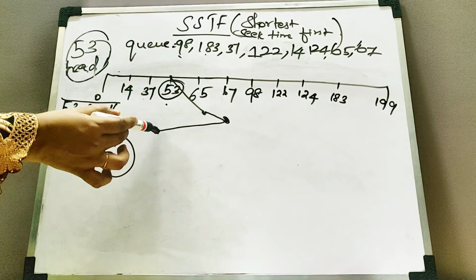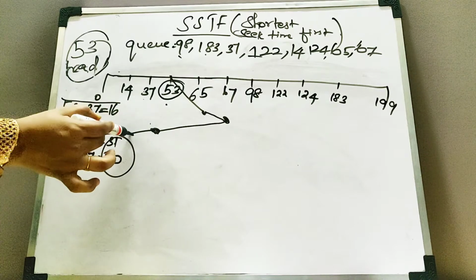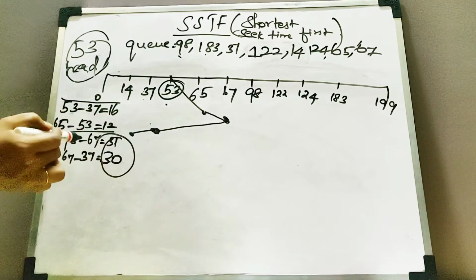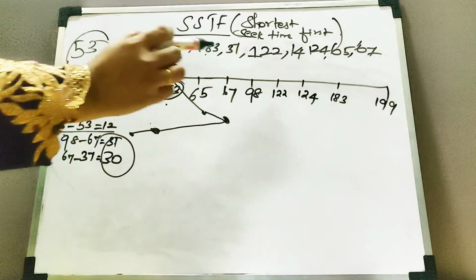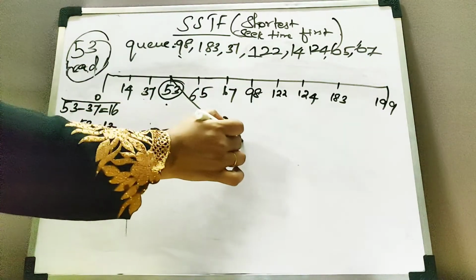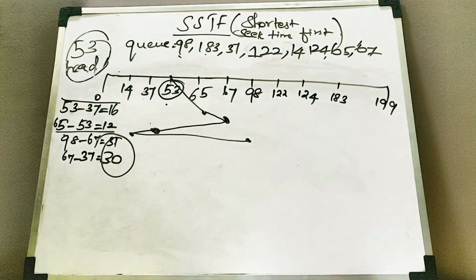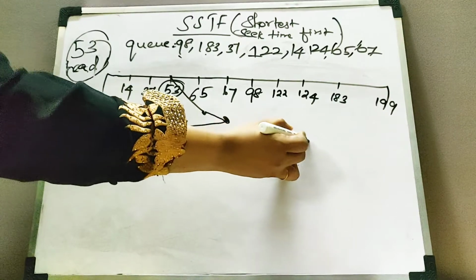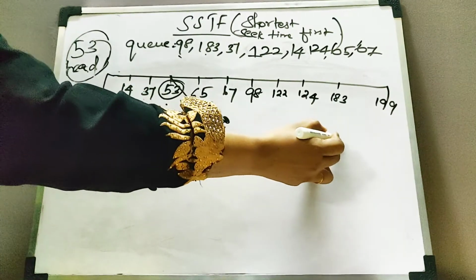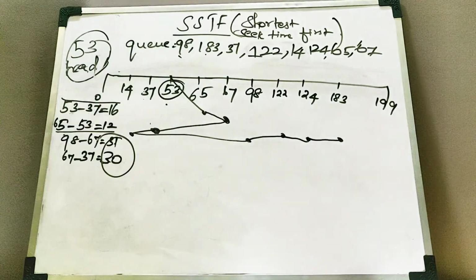From 37, the nearest pending request is 14. From 14, there are no more requests on this side. What we have to do is go to the other side. From 14, we have to go to 98, there is no other option available. From 98, we move to 122, then 124, and then 183. In this way, all the disk requests have been covered in the cylinder.